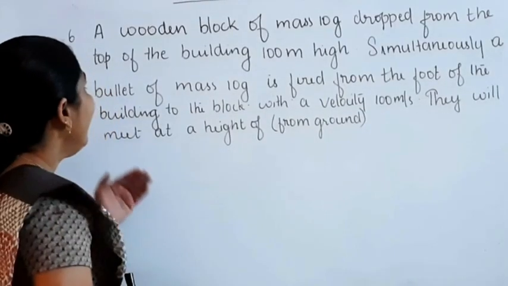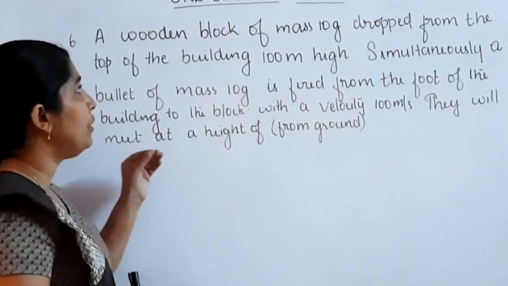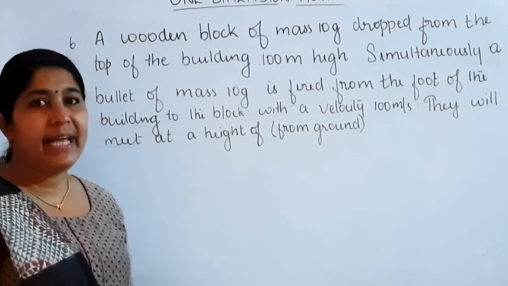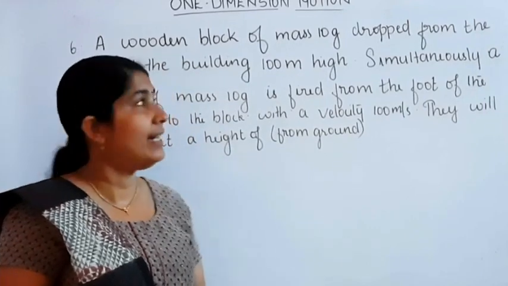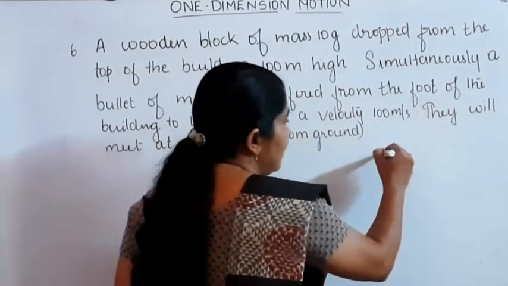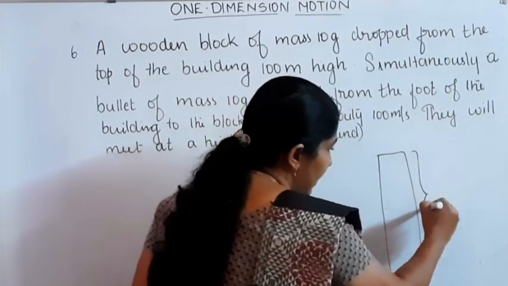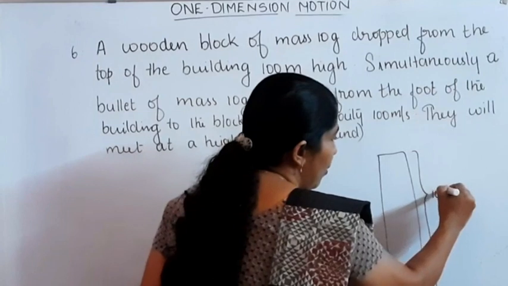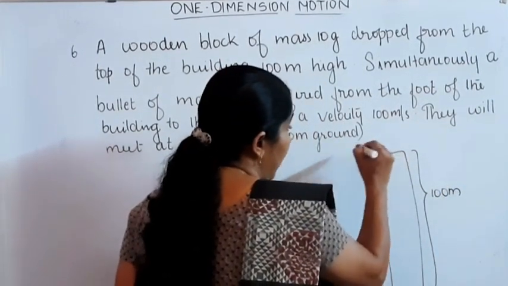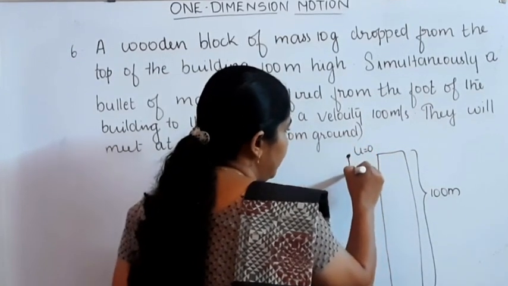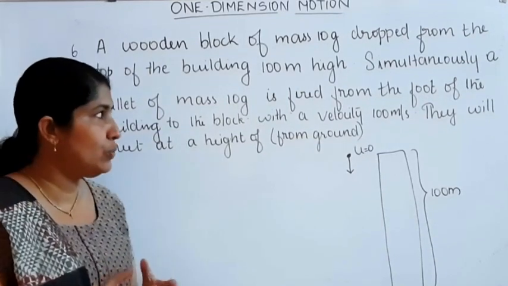Next question. A wooden block of mass 10 gram is dropped from the top of a building of height 100 meter. Here there is a building of height 100 meter. From that building a wooden block is dropped from here. Dropping means u is equal to 0.